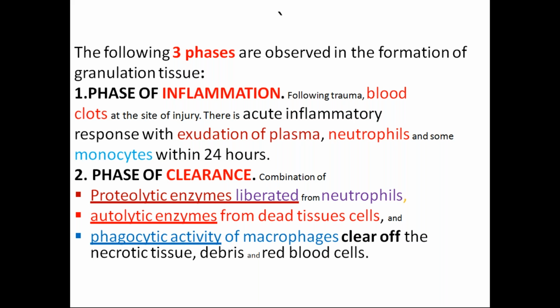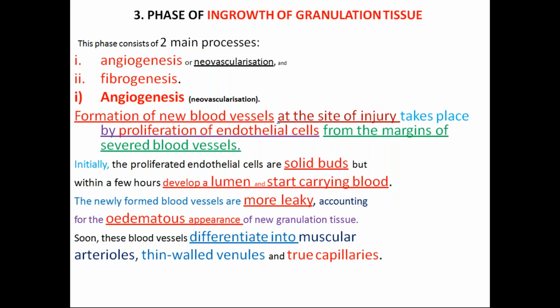Next, coming to the phase of clearance. This is a combination of proteolytic enzymes liberated from neutrophils, autolytic enzymes from dead tissue cells and phagocytic activity of macrophages, which clear off the necrotic tissue, debris and red blood cells. This is the phase of clearance.